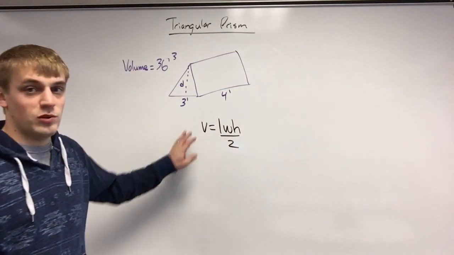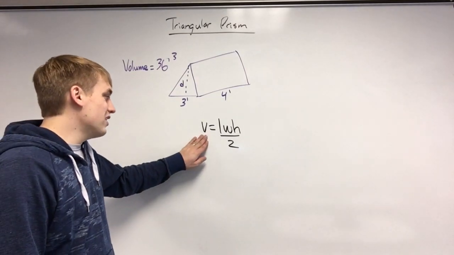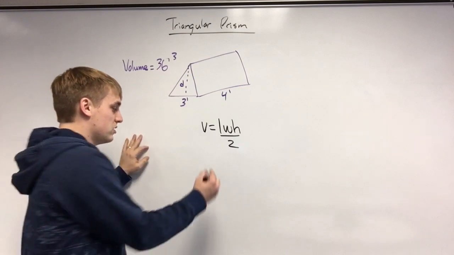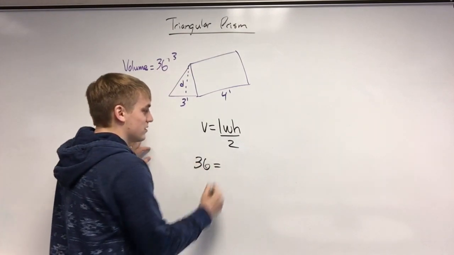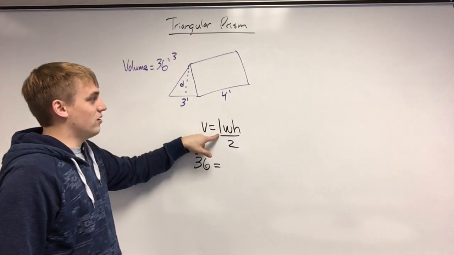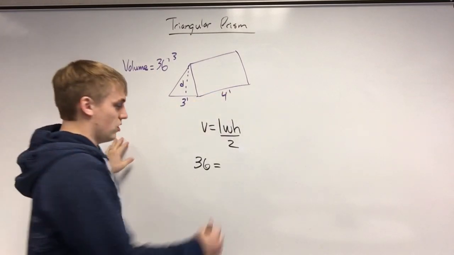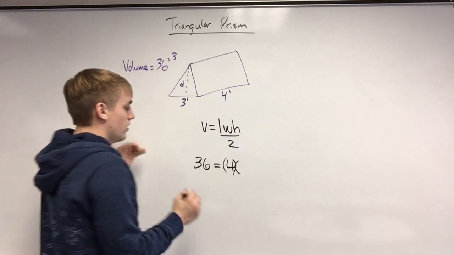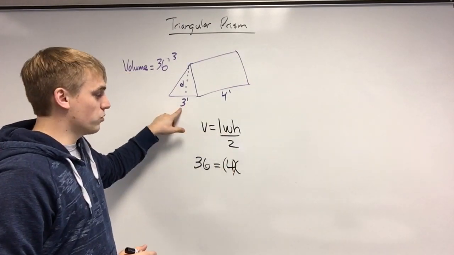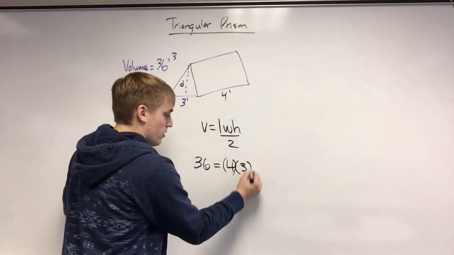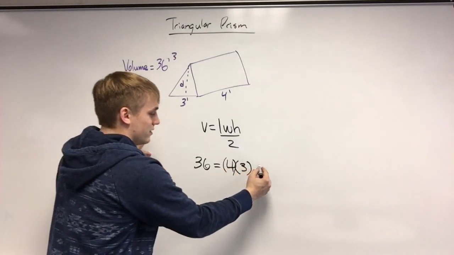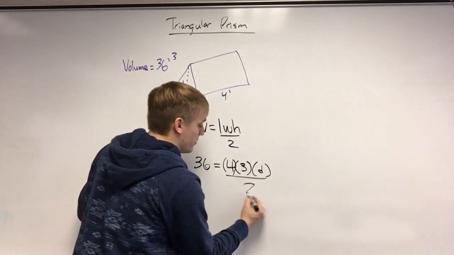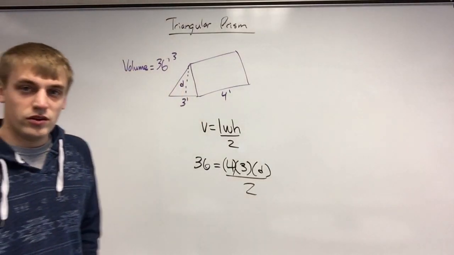So what are you going to do? You're going to plug in the numbers that you know. The volume, in this case, we know it says 36 feet cubed. So I'm going to put in 36. The length, the L, is 4. So I'm going to put a 4 in. The width is 3. The height is D, and then you can divide by 2. Okay, then you can divide by 2.